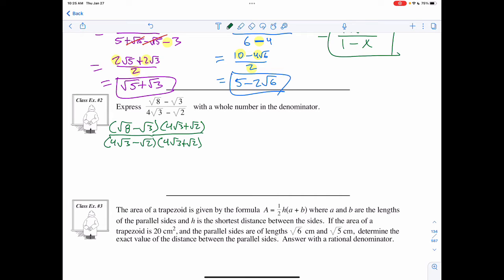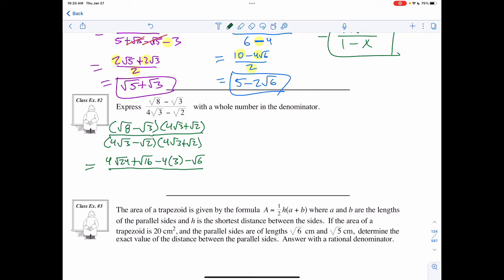Follow my multiplying rules, so the coefficient multiplies by the coefficient, so root 8 and 4 root 3 is going to give me 4 root 24. Continue to follow it out, root 8 and root 2 gives me root 16. Negative root 3 and 4 root 3 is going to give me negative 4, and root 3 times root 3 is going to make 3. Put it in brackets. And negative root 3 and root 2 is going to give me negative root 6.